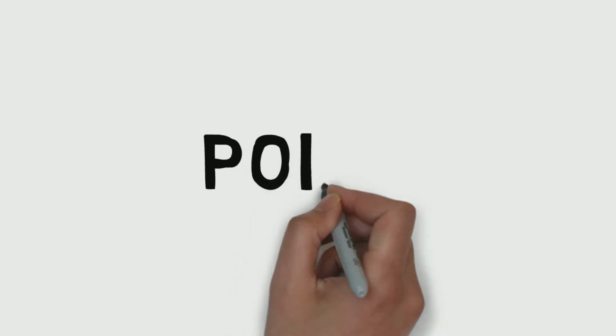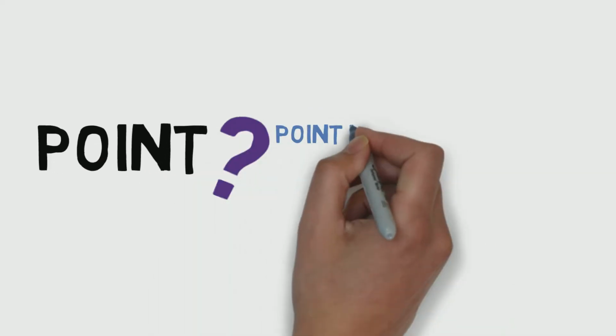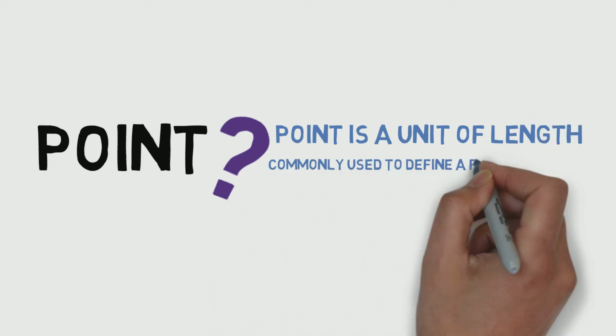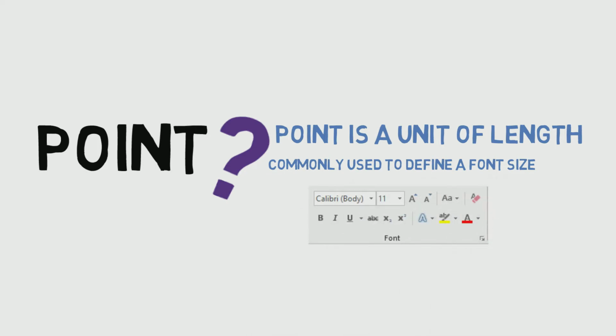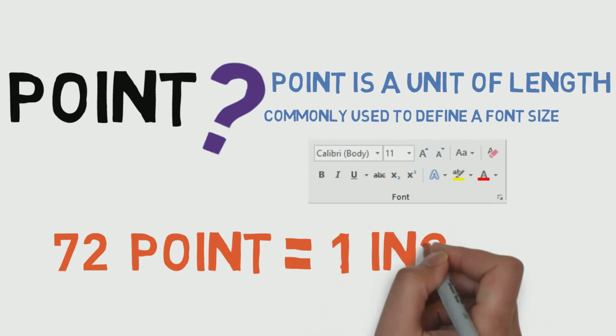Okay, next is point. So what is a point? To put it simply, a point is a unit of length and is commonly used to define font size. You may remember the number drop-down next to the font name selection, which is very common in design applications, word processing applications, and much more. There is one important thing to remember: 72 points equal 1 inch.